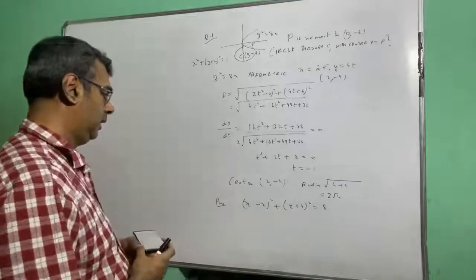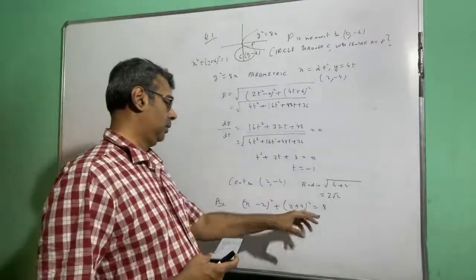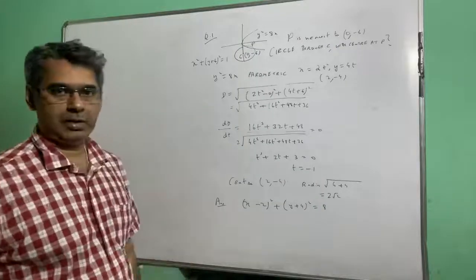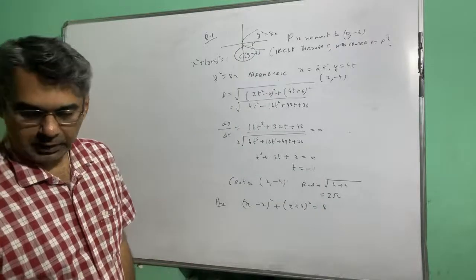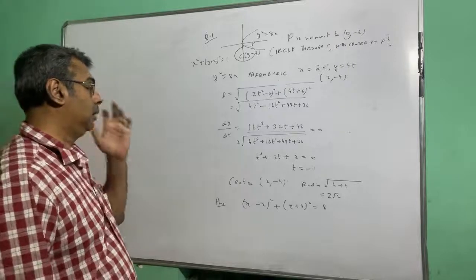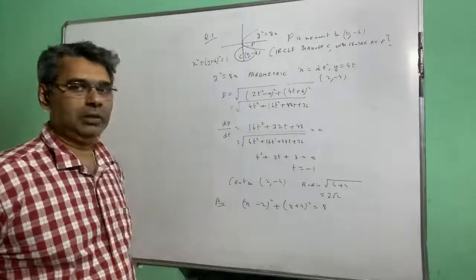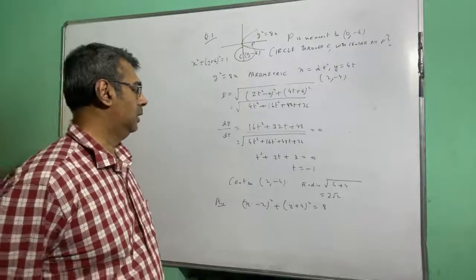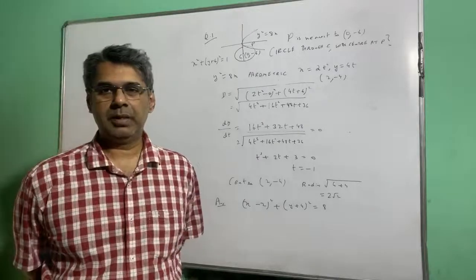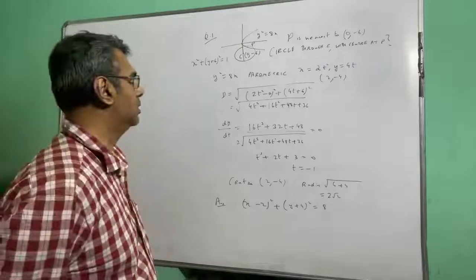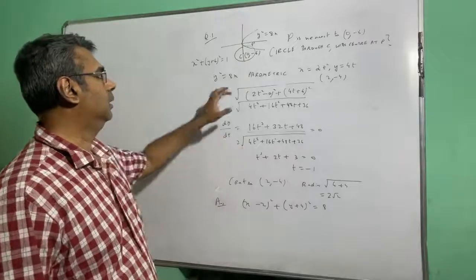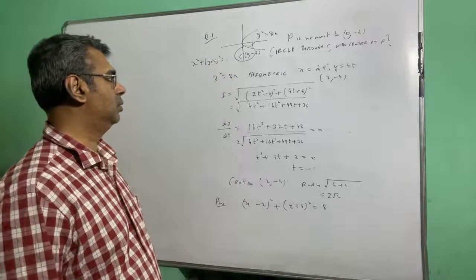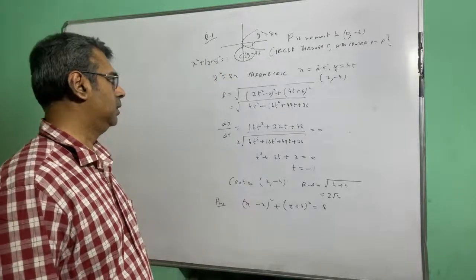So the answer will be x minus 2 whole square plus y plus 4 whole square equal to 8. So this is the answer of this question. So this particular question actually involved a bit of calculus, maxima minima, and also the rest of the sum was pretty easy. You just have to use this concept that in a circle, you know the center and you know one point. That is good enough to write the equation of the circle.